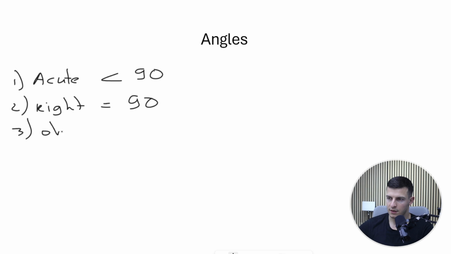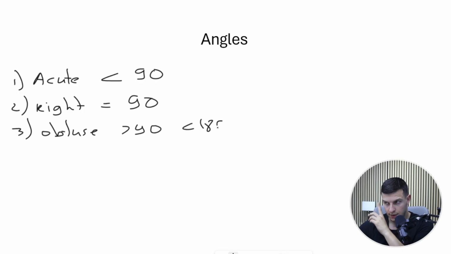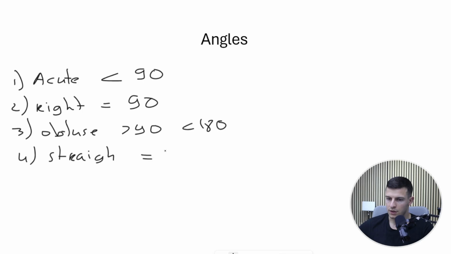We've got an obtuse angle, which is greater than 90 and less than 180. And the last one, we have a straight line or straight angle, which is equal to 180 degrees. Okay? What else do we know in terms of wording?